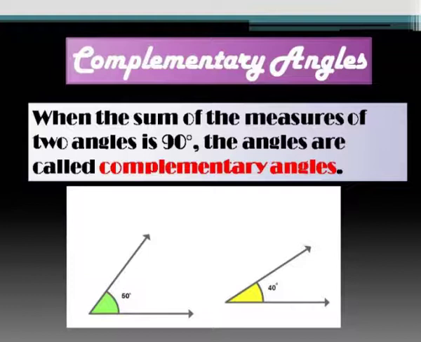Here in this figure you can see the first diagram has an angle of 50 degree and the second angle value is 40 degree. If you add together 50 plus 40, which is equal to 90 degree, then both the angles are complementary angles.